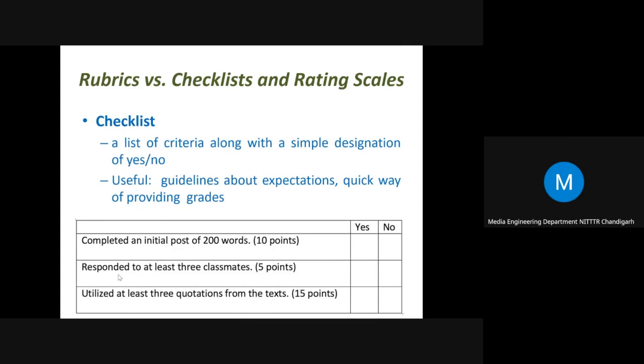We are just checking whether the student has posted a post. Similarly, there can be other types of questions. So if the required evaluation is either yes or no, or basically we are selecting between two possibilities, or maybe sometimes three, then we can have a checklist. They are very useful because they provide guidelines about the expectations. If we are sharing a checklist with the student, the student will be aware of some expectations, and it provides a quick way of providing grades.